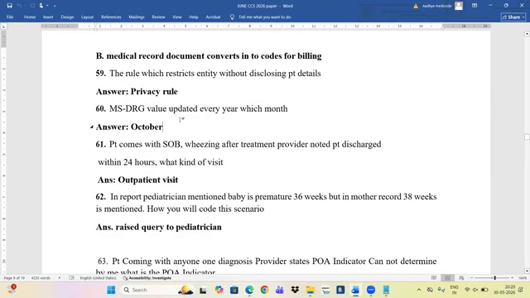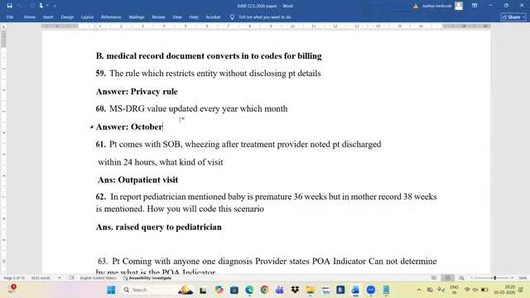Next, MS-DRG values are updated every year, which month? Just as we get the ICD updates in October every year, at that time the DRG values also update. You will get options like October, March, April, September, January. We need to select the October option.